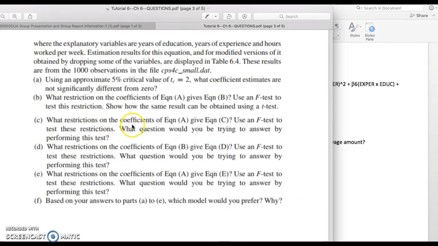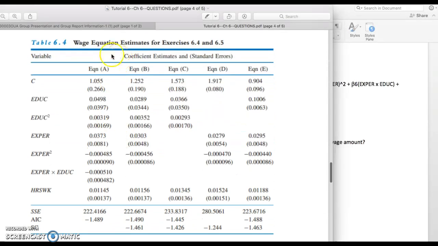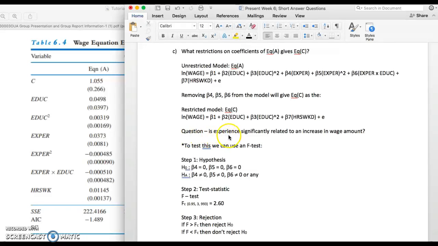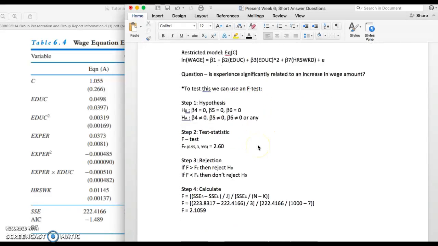We look at question C: what restrictions of the coefficients of equation A give equation C. Now we're finding this data from table 6.4. So equation A to equation C, we're removing beta 4 experience, beta 5 experience squared, and beta 6 experience times education. So that gives a restricted model here and an unrestricted model here. The question we're trying to answer by this is, is experience significantly related to an increase in wage amount? And we can use the f-test to test that.